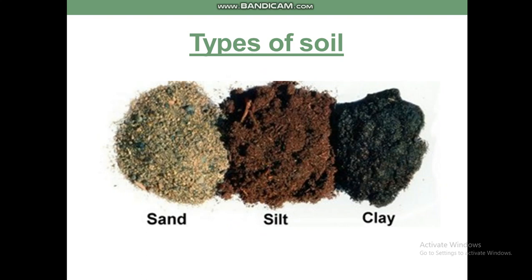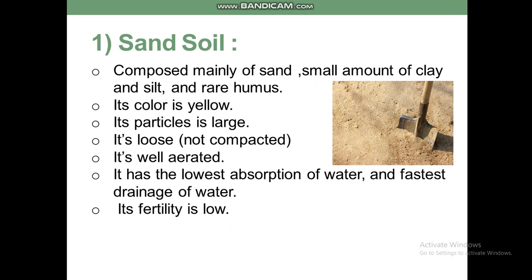We have classified soil into three types based on the main components of the soil, the color, size of particles, compactness, aeration of soil, drainage of water, and the fertility of the soil. So, we have classified the soil into three types. Number one is sand soil, two is silt soil, three is clay soil. Let's start with the sand soil.